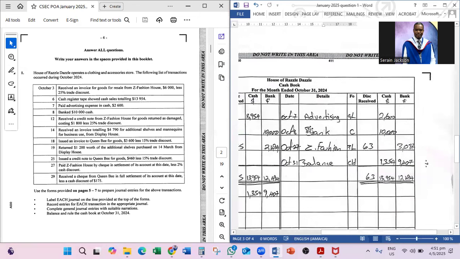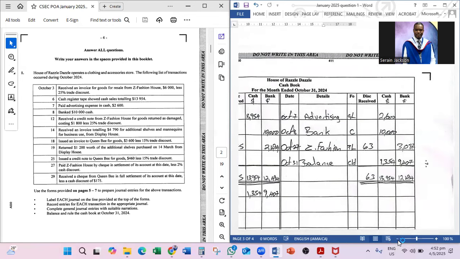So October 7, advertising, general ledger, and it's cash 2,600. Then October 8th, bank $10,000 cash, which means that you are taking money out of the cash till and putting it into the bank account of the business. So the cash is losing, the bank is receiving. That is what we call a contra entry, right?